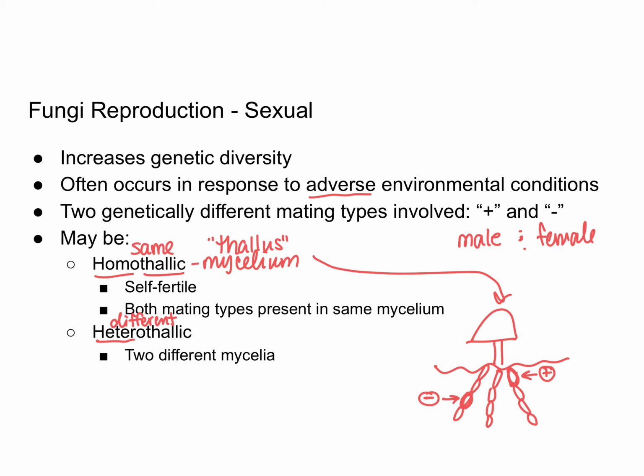Now with heterothallic, we would have two mushrooms, each with their own mycelium. And one might have the positive mating type, and one might have the negative mating type. And a cell from the positive mating type would combine with a cell from the negative mating type in order to be involved in sexual reproduction.